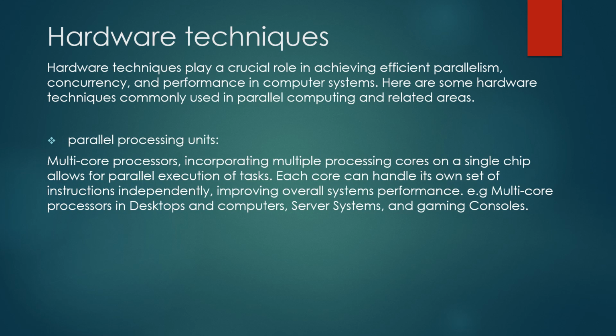The first one is parallel processing units. The term parallel comes from mathematics, parallel lines. These are lines that move in a straight line and don't meet at any point. In terms of processing units, multi-core processors incorporating multiple processing cores on a single chip allow for multiple execution of tasks. Each core can handle its own set of instructions independently, improving overall system performance.